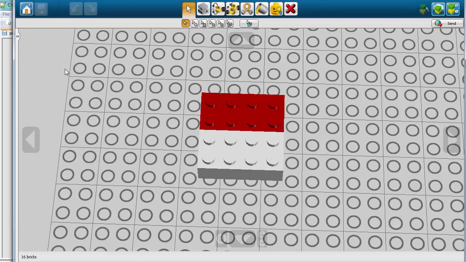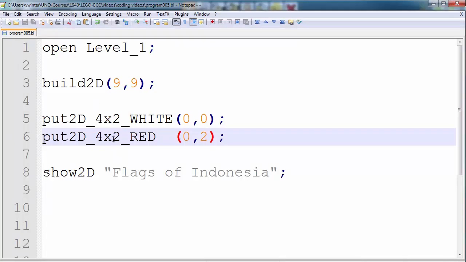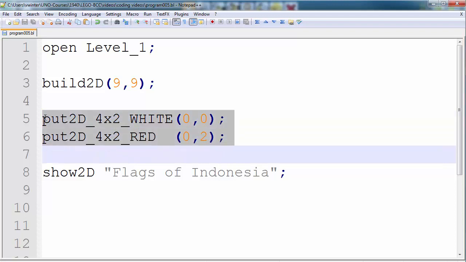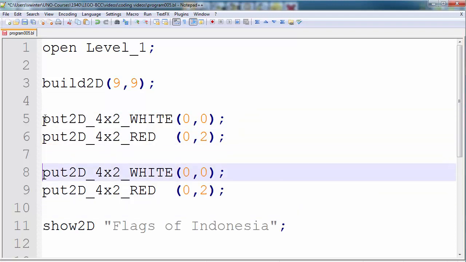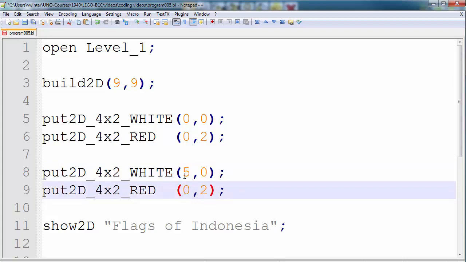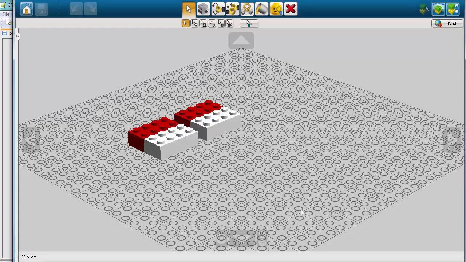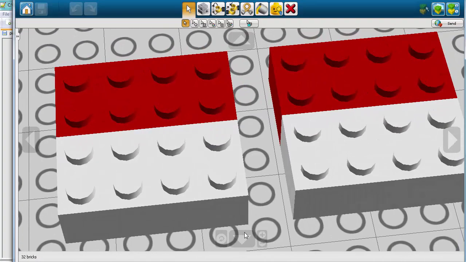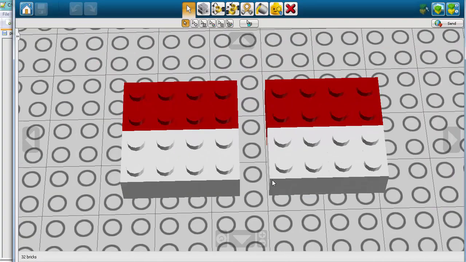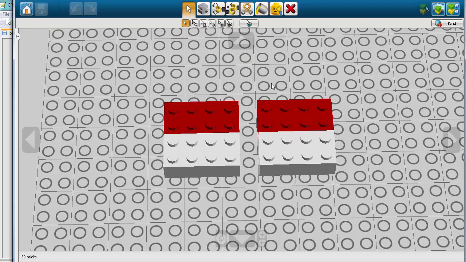So now we want to make a copy of this flag and place it to the right of it. So copy, I'm going to just cut and paste this. But I'm going to have to change the coordinates. And this is where we start having problems. So the coordinate is going to be 5 positions to the right of the original flag. Okay, try running this again. All right, very good.